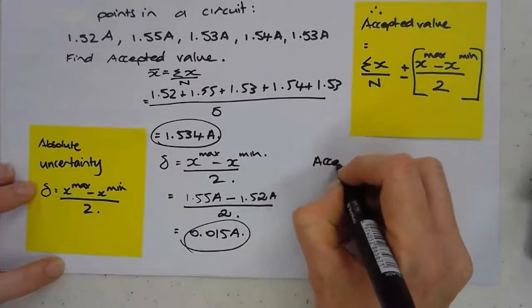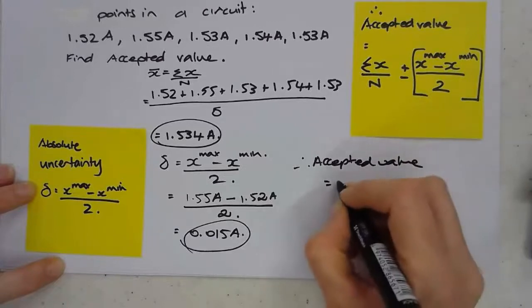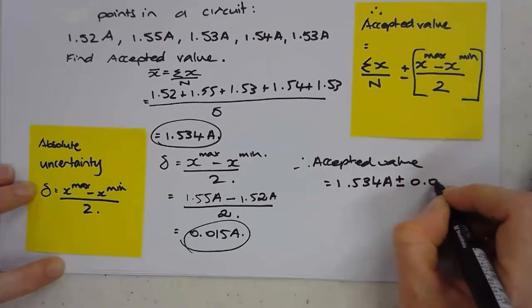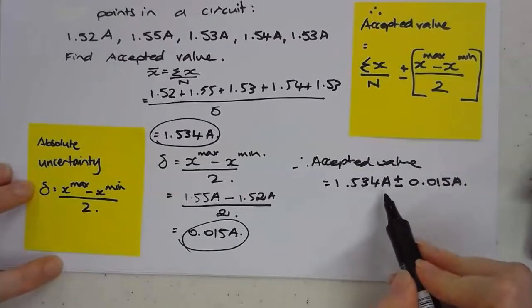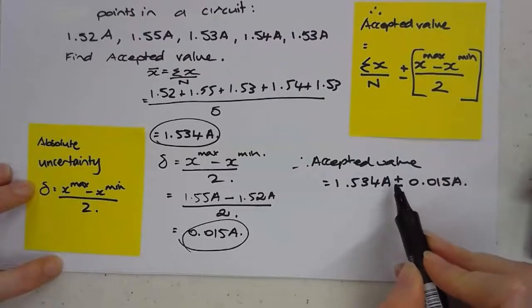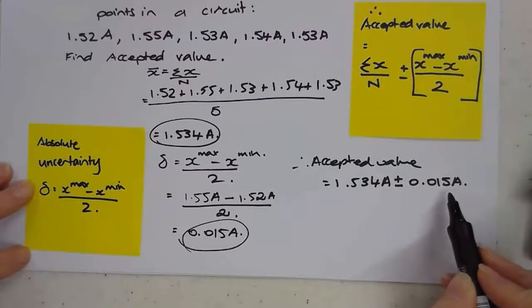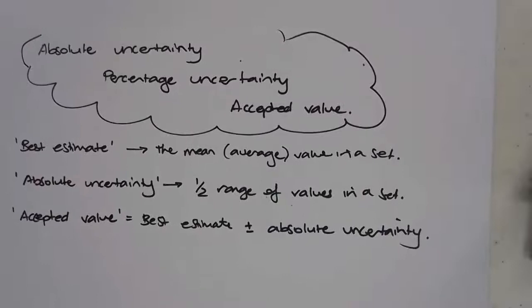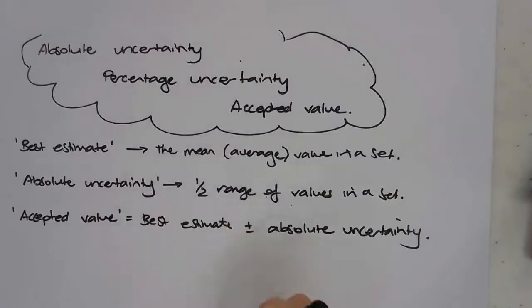So my accepted value, therefore, equals 0.534 A plus or minus 0.015 A. That's technically saying that that's going to be my average current through my circuit, according to this question, plus or minus just this little tiny bit of measurement, so that allows for error in any of our various forms. So that's a little overview there of absolute uncertainty and accepted value. I'm going to do percentage uncertainty in the next video, but using the same question.